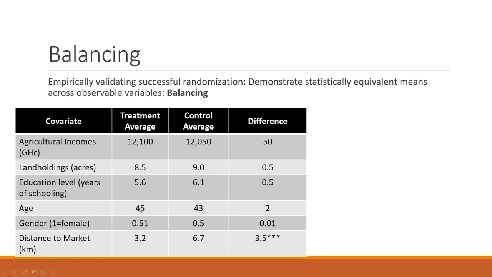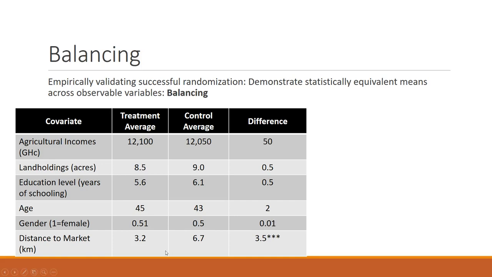What about age? The average age of the treatment group is 45. The average age of the control group is 43. This means that there's a difference of 2, but it's not statistically significant, which implies that our treatment group is the same as our control group on average for the age variable. All right, same thing for gender. They are the same on average for gender.